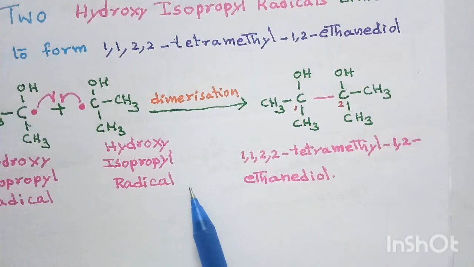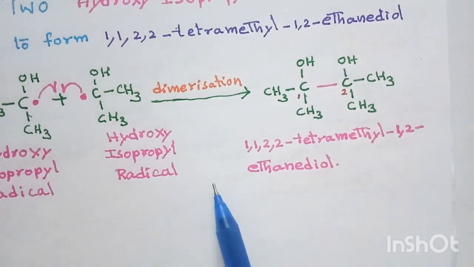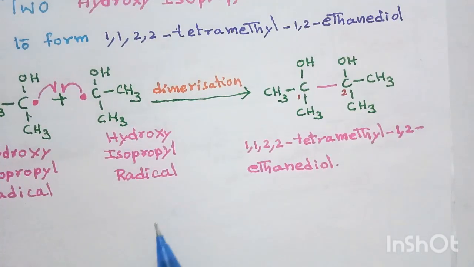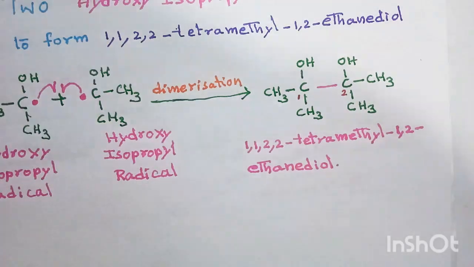This is the mechanism of the photoreduction of benzophenone in isopropyl alcohol, which gives us totally 5 products, of which benzopinacol is the major product.